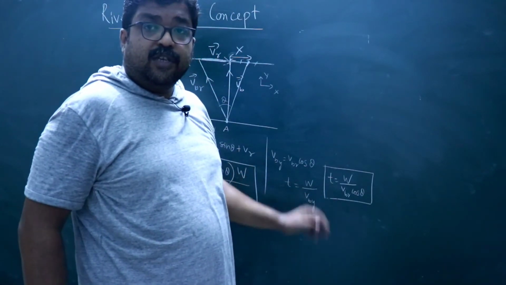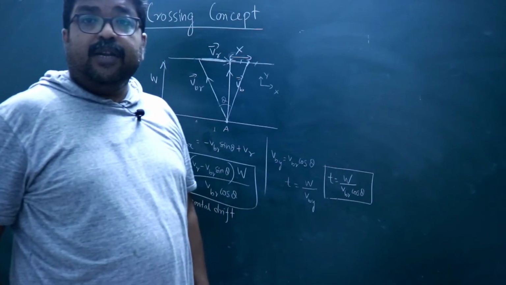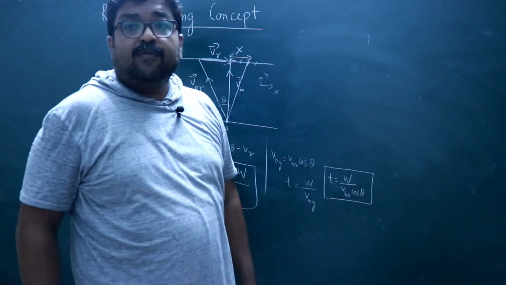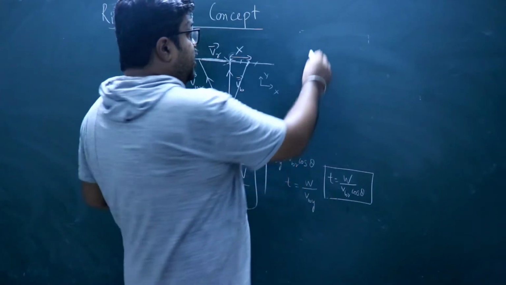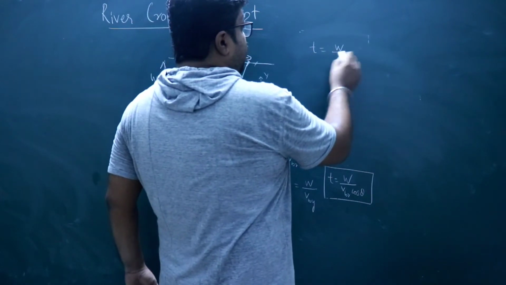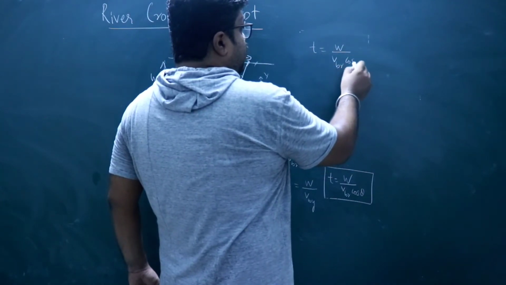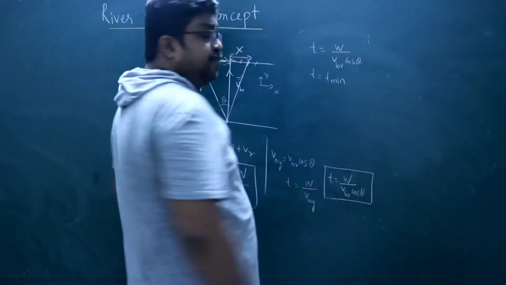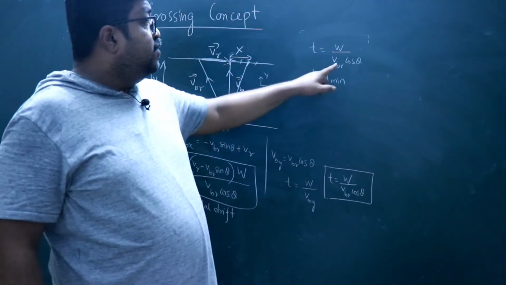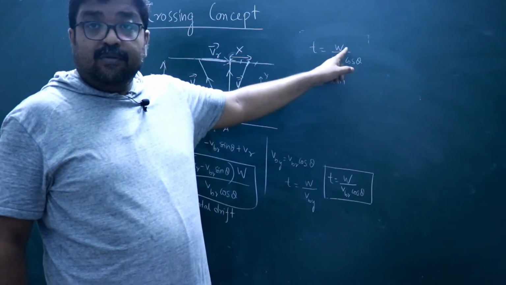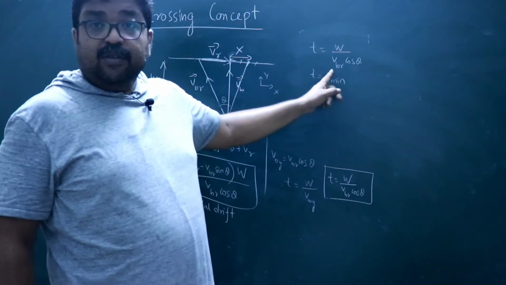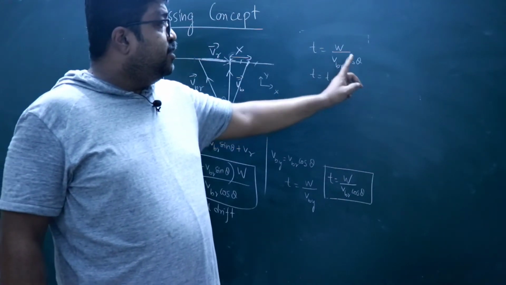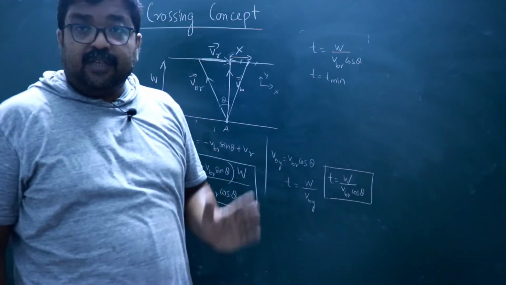Now there are a few important conditions. This is the expression for the time for river crossing. If you wish to calculate the minimum time for river crossing, T is W by VBR cos theta. If you wish this T to be T minimum, you can't change W, the width of the river. VBR is also a fixed quantity, so the only thing that can be changed is cos theta, that is theta.